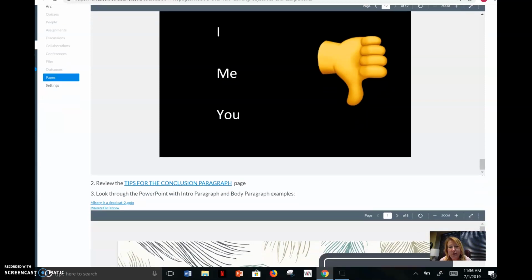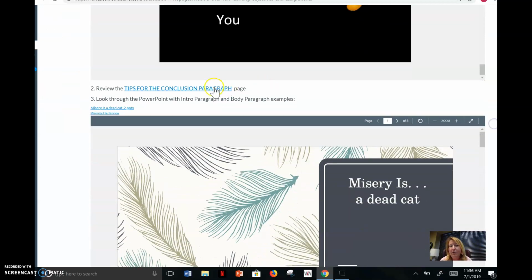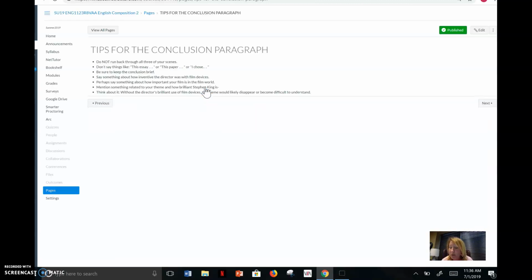All right, so that's in there for you to use. Here is an interesting page. Some of you did not put in a conclusion paragraph in essay 2 or 1, so make sure you have one. This is just a really small page that says what to do. Don't run back through all 3 of your scenes. No point in doing that. Don't say things like this essay or I chose to. Keep it brief. You should have plenty of stuff in your body paragraphs. If you don't, your content grade will hurt you on this essay, because that's where the meat of this paper needs to be, in those body paragraphs.